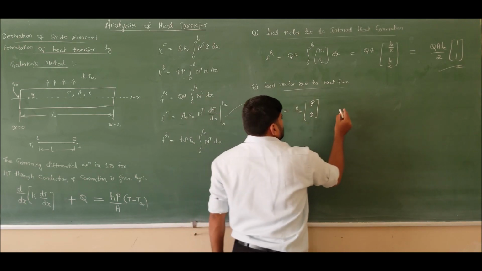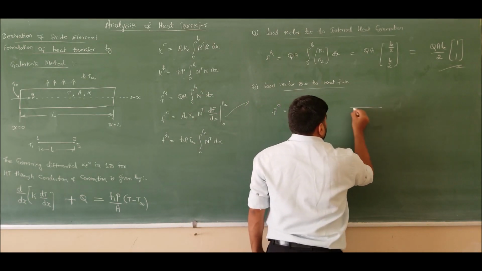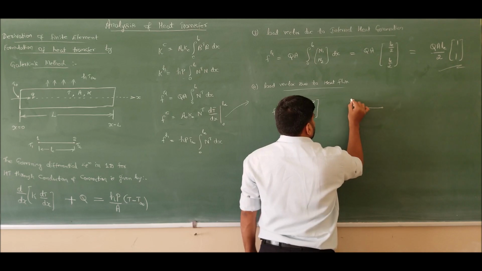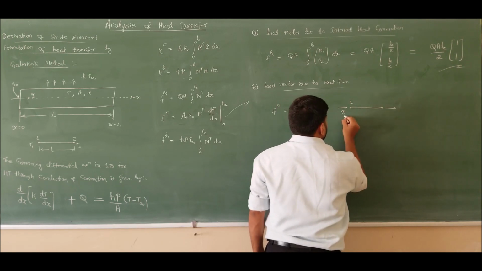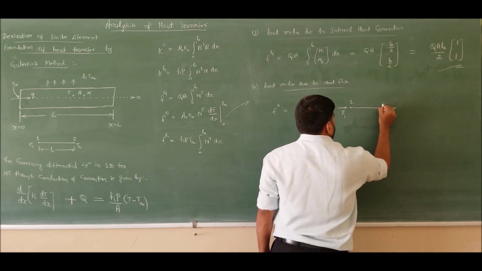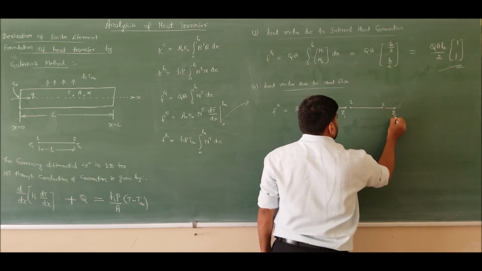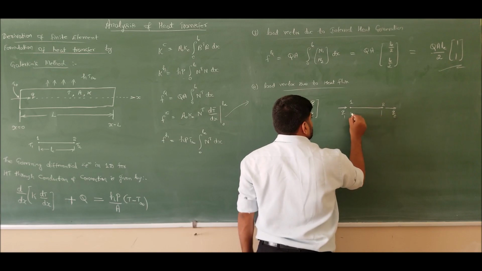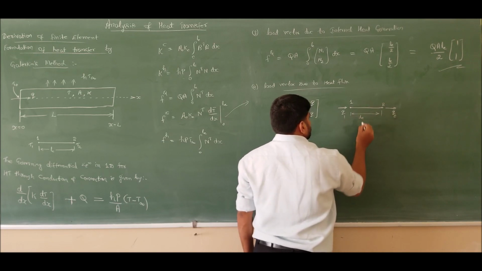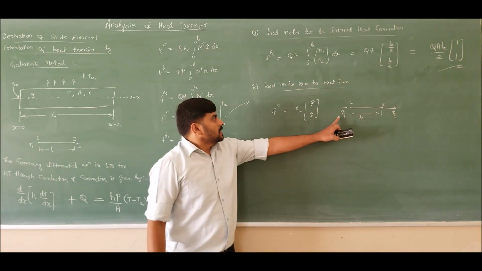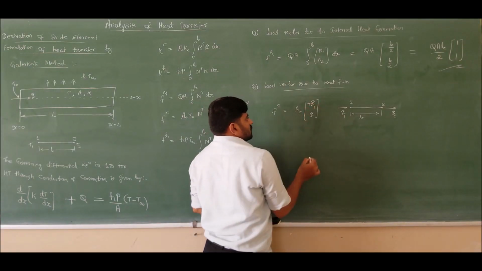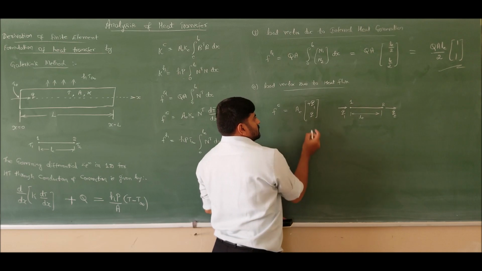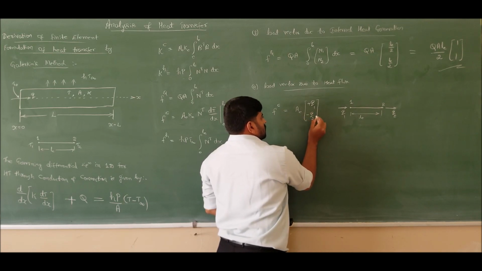So let us say at node number 1 we are adding q1 amount of heat, and at node number 2 we are taking out q2 amount of heat, whereas this is the length of the element. Then heat added to the system is positive, this will become plus q1. Heat taken out from the system is negative, this will become minus q2.